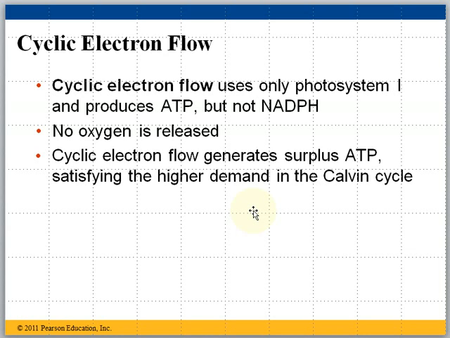And this cyclic electron flow generates surplus ATP. So when you have a lot of Calvin cycle going on, which we'll talk about in just a second, you may need more ATP than can be created through the regular linear flow. So you may also have this cyclic electron flow going on in the background to create more ATP.